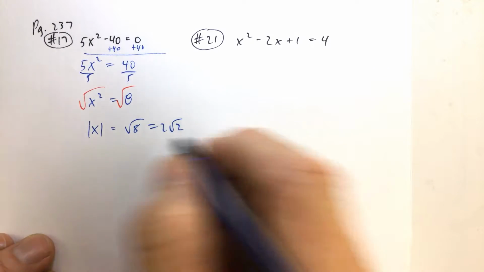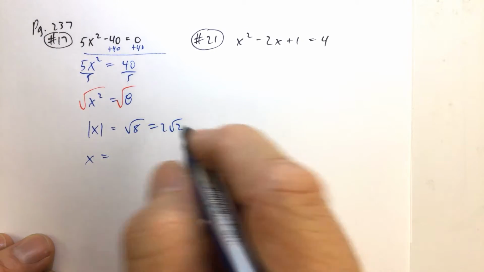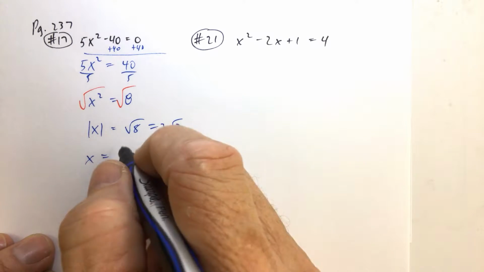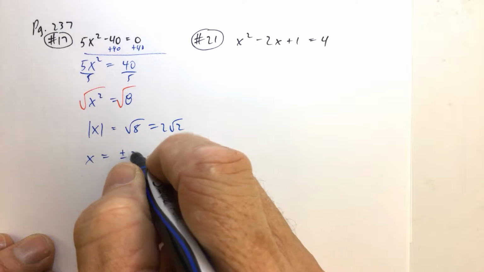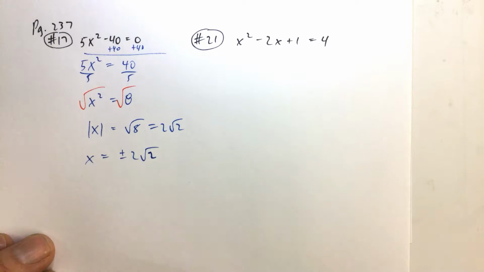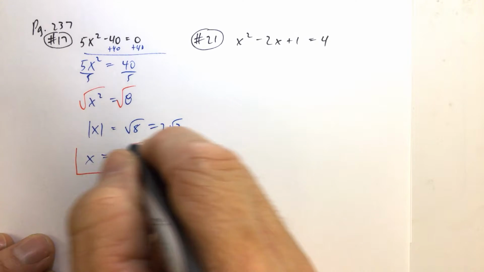which is 2 radical 2 if we simplify it. But then we want to know really what x is. So if the absolute value of x is 2 radical 2, then x is either equal to positive 2 radical 2 or negative 2 radical 2. And we can just write plus or minus 2 radical 2.